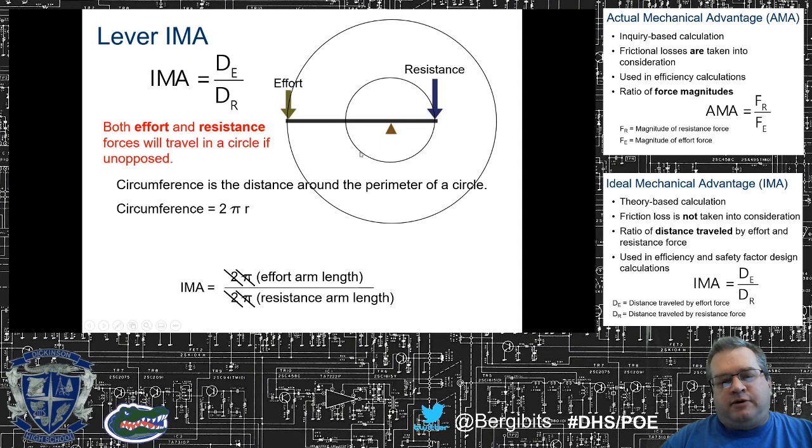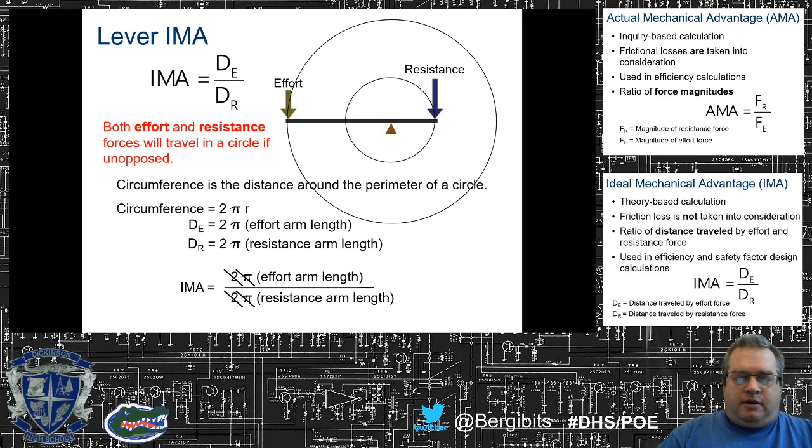So this is my circumference of my resistance. My circumference of my effort is the outer circle. Circumference is the distance around the perimeter of the circle. Circumference equals 2 pi r. So IMA is my distance effort right here divided by my distance resistance right here. That's going to be my IMA. So effort arm length, resistance arm length.